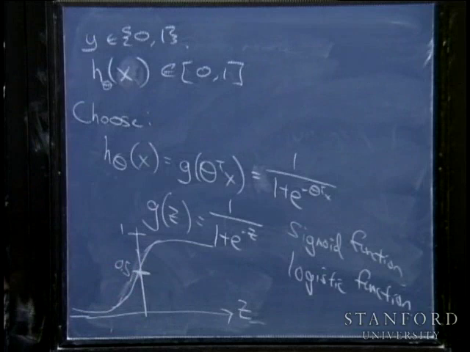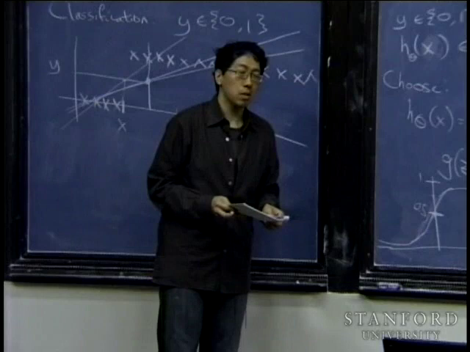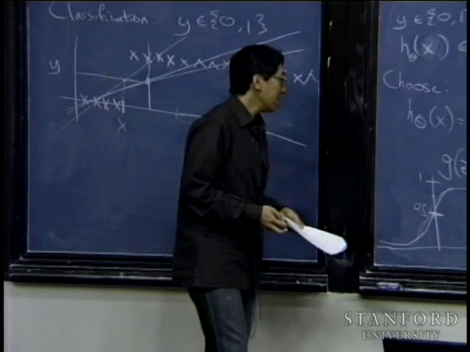Yeah, question? Why choose a sigmoid and not a step function? Say that again? Why can't we choose a step function? Isn't that better than binary? Yeah, let me come back to that later.